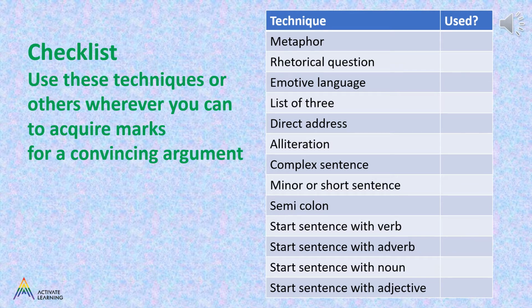Here's a partial, non-exhaustive checklist of things that you ought to include in your writing. Always try and include a metaphor and a rhetorical question in question 5. You could also do emotive language, lists of 3, direct address to the reader. Alliteration is easy. Complex sentences, so sentences with extra clauses where one half depends on another part of the sentence. Minor or short sentences, so a minor sentence is non-grammatical and a short sentence is grammatical but short. Semicolons, which you can use to separate sentences which are entire but related in meaning. And you can start your sentences in different ways with verbs, adverbs, nouns, adjectives, prepositions. Plus you could also use a quotation.